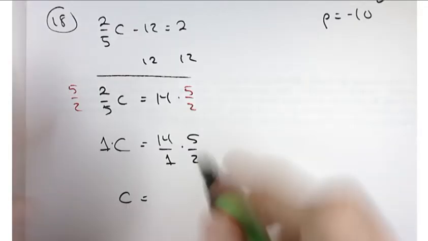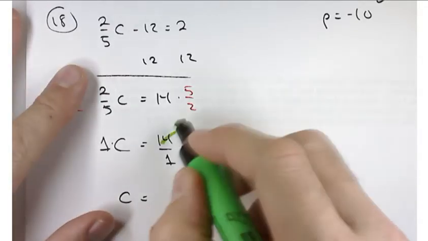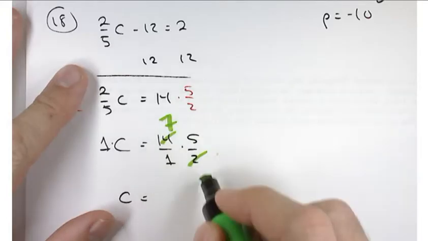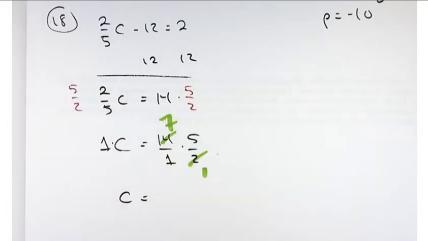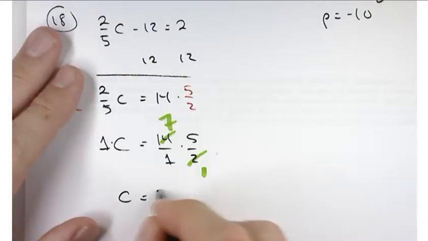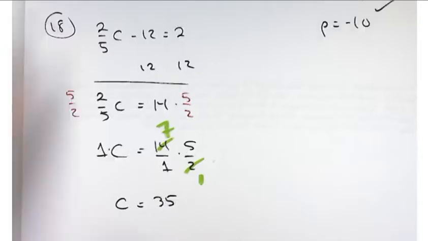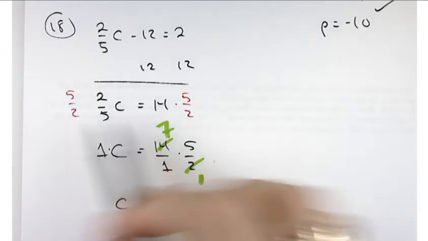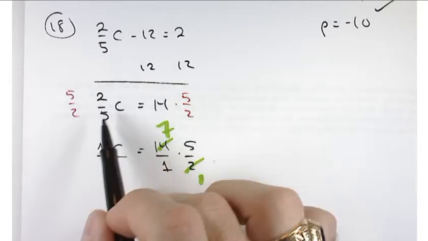Let's do some cancellation. 2 goes into 14 7 times, and 2 goes into 2 once. What are we left with? 35. Now that's one way. And it's really good, especially if you're comfortable with fractions here. I mean, multiplying by the reciprocal.